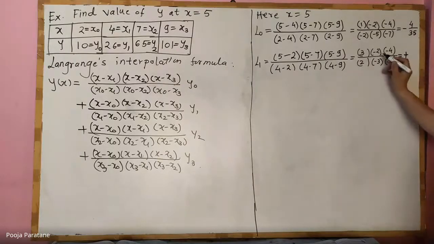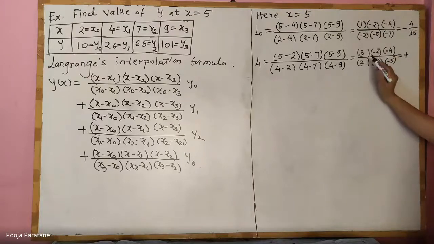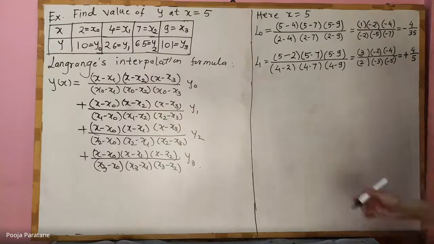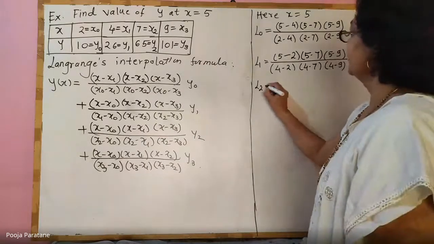Now look here, 2 and 2 will get cancelled. 3 and 3 will get cancelled. So only 4 upon 5 remains. If we put it in the example and try to do this, then it will be complicated. It becomes complex. So let me calculate this L2.